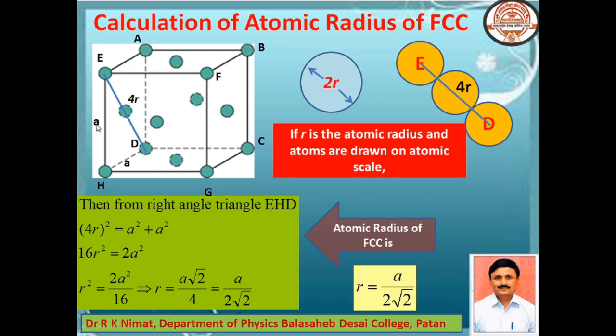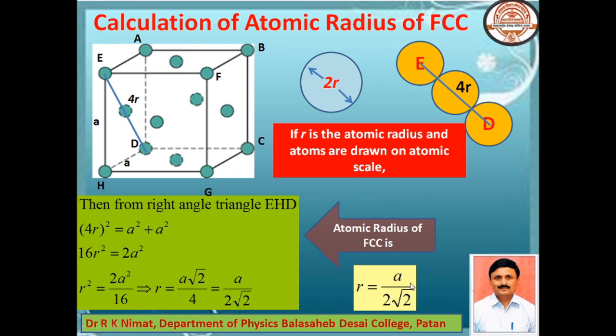So if you apply Pythagoras theorem for this right angle triangle EHD, at this H there will be the right angle. So this will be the diagonal. So 4r square is equal to a square plus a square. If you simplify this, 4r square is equal to 2a square, it will give you r square is equal to 2a square by 16, which in turn will give you atomic radius r is equal to a root 2 divided by 4. You can also write this as a divided by 2 root 2.